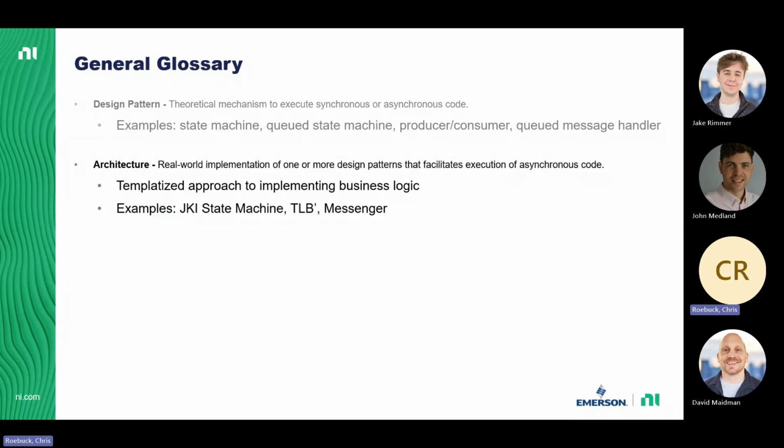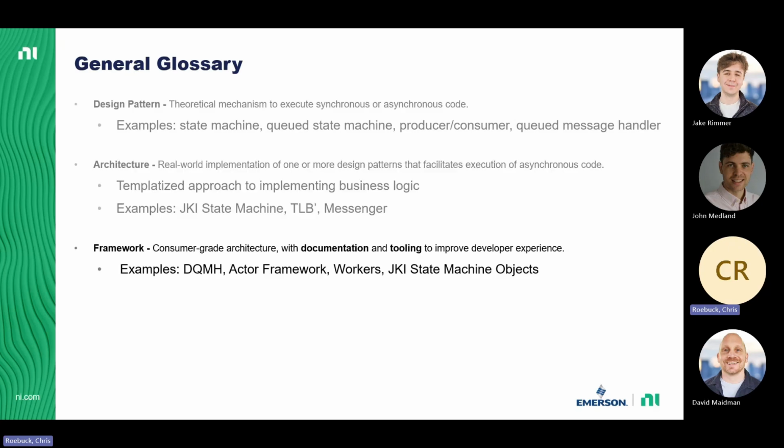Architectures are real-world implementations of those design patterns. So, for example, the JKI state machine, probably the most well-known state machine pattern within LabVIEW, implements this theoretical mechanism of a state machine. There's also another one called TLB, top level baseline, which is more of a producer-consumer type architecture. And then there's Messenger Library from James Powell, which implements an actor-oriented queued message handler design, although I'm doing it a huge disservice. It's way more complete and extended than that.